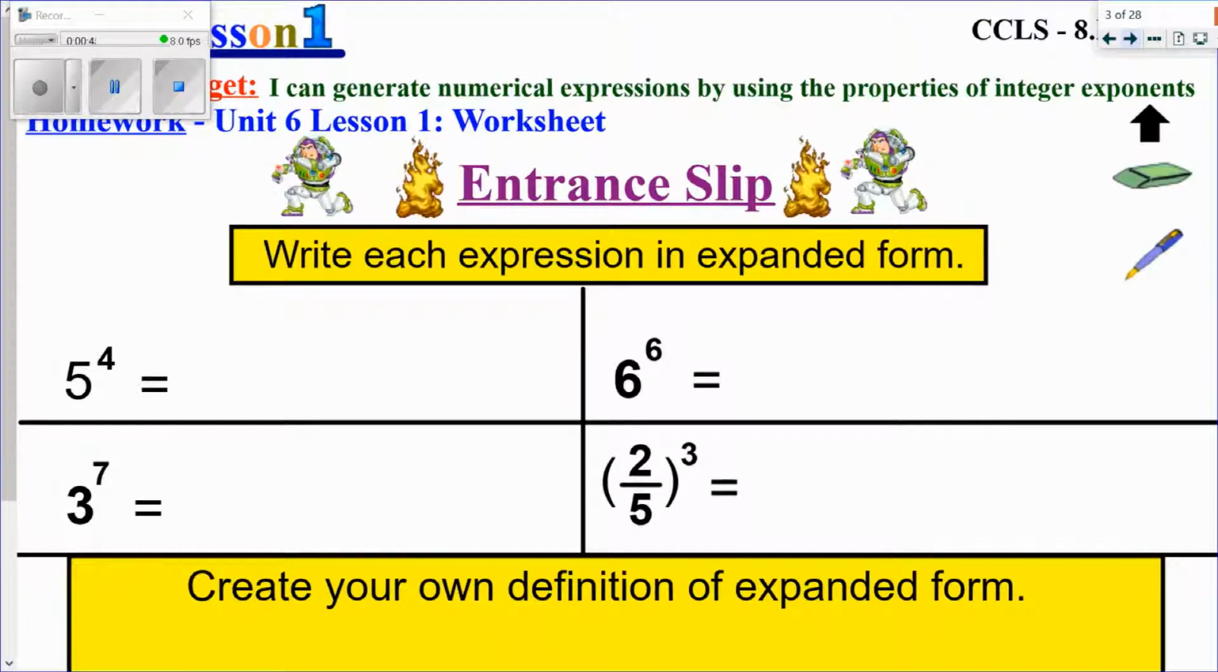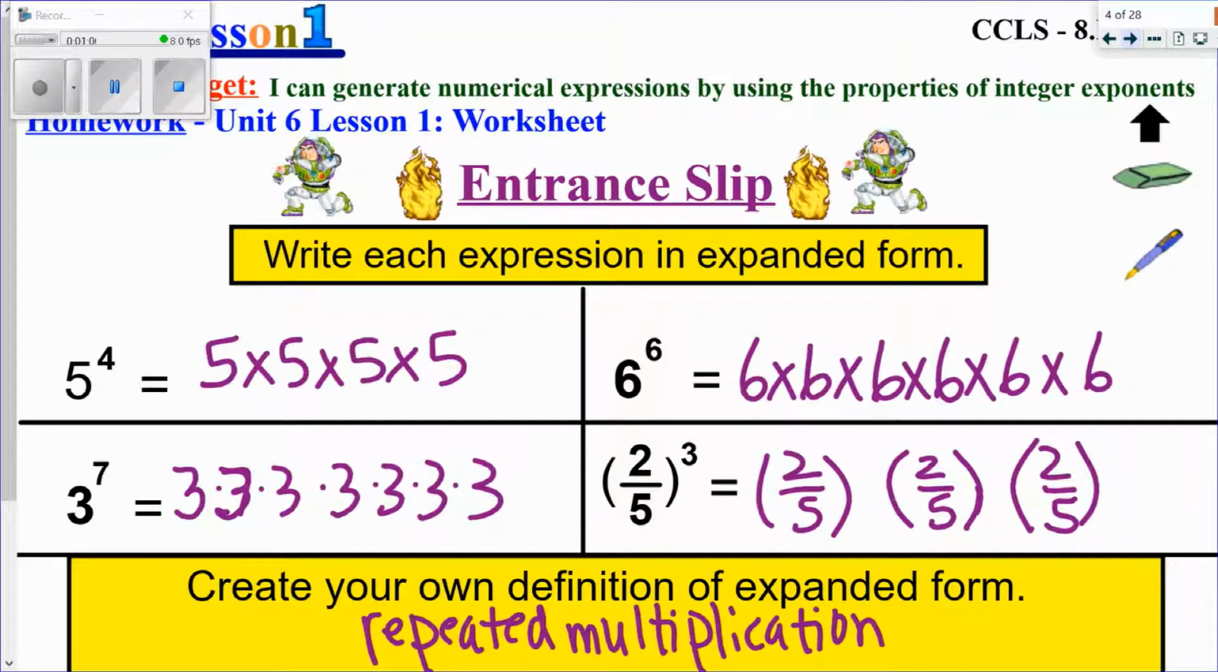The next thing we would like you to do is write the expression in expanded form. Hit pause when you're ready, hit play, and then the answers will come. So we have 5 times 5 times 5 times 5. 6 to the 6 is 6 times 6 times 6 times 6 times 6 times 6. As you can see, I just want to go over the fractional base, 2/5 to the 3rd. And it's 2/5 times 2/5 times 2/5. Create your own definition of expanded form, repeated multiplication.